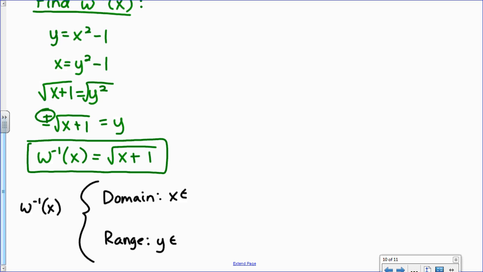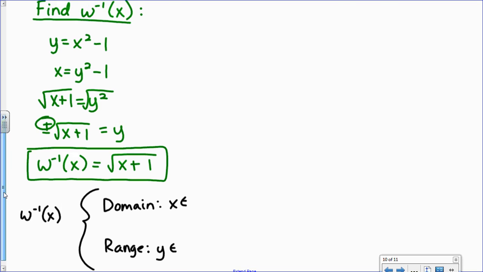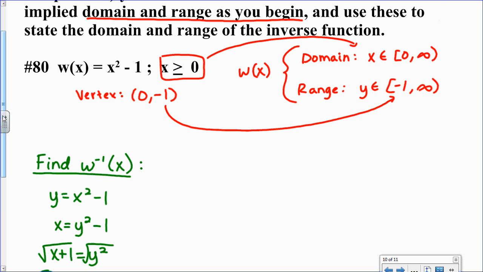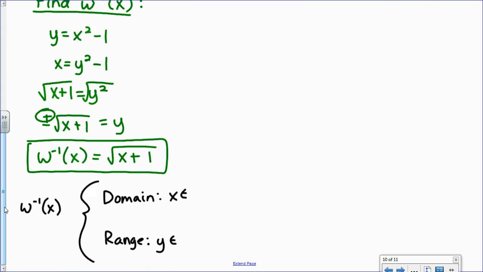Okay, so we had said find the domain and range as you begin and use that to find the domain and range of the inverse. Remember, inverse functions switch your ordered pairs. So technically that means you're switching the domain and range. My domain of w of x is 0 to positive infinity, so that becomes the range of its inverse. The range of the original was negative 1 to positive infinity, so that becomes your domain.